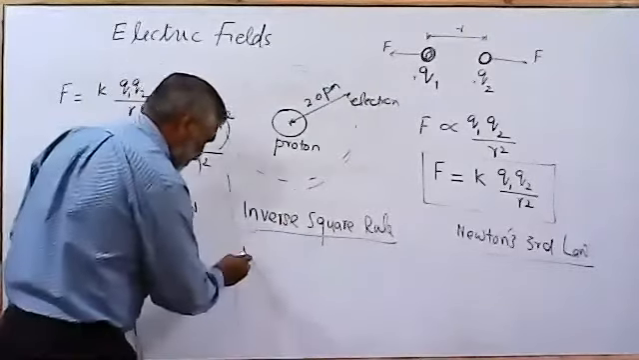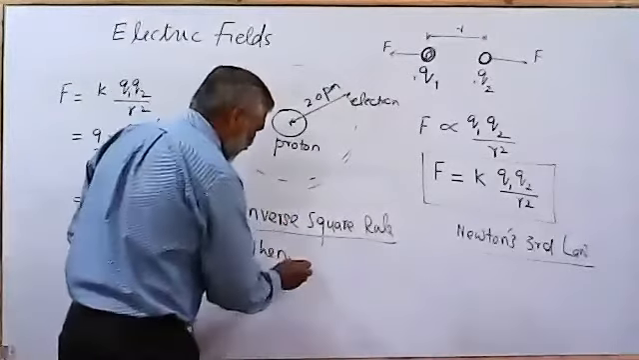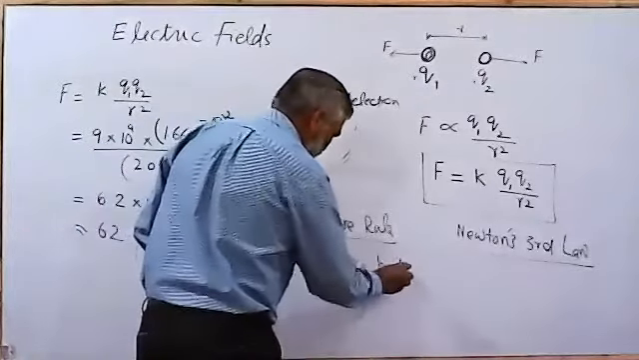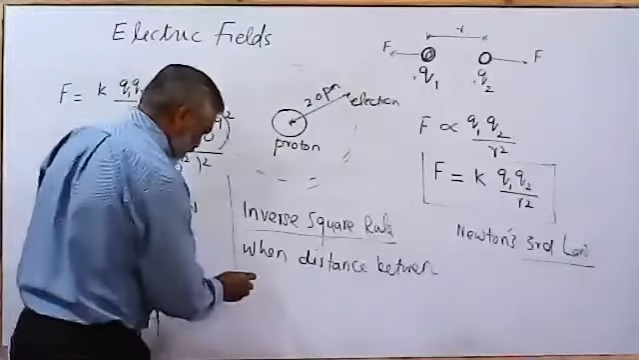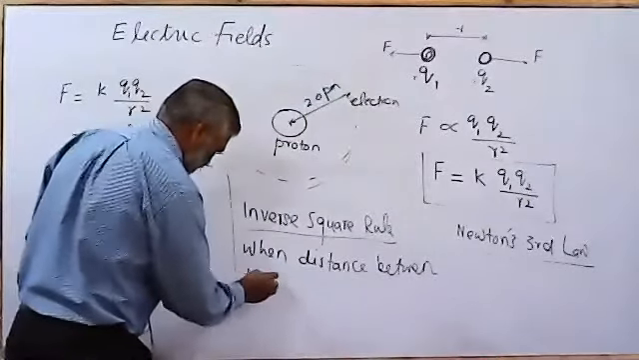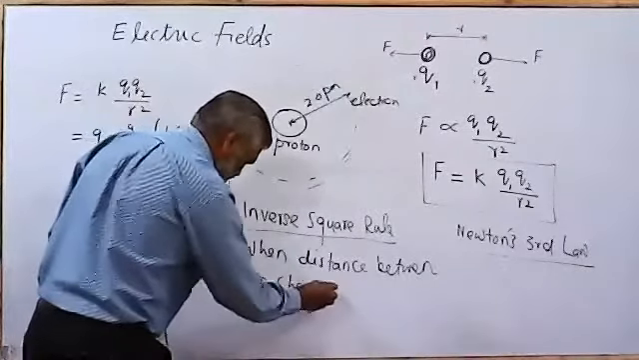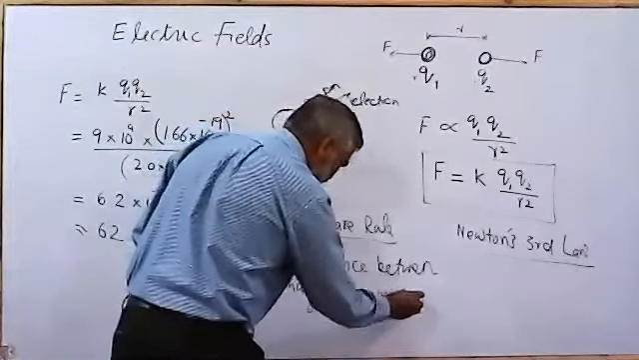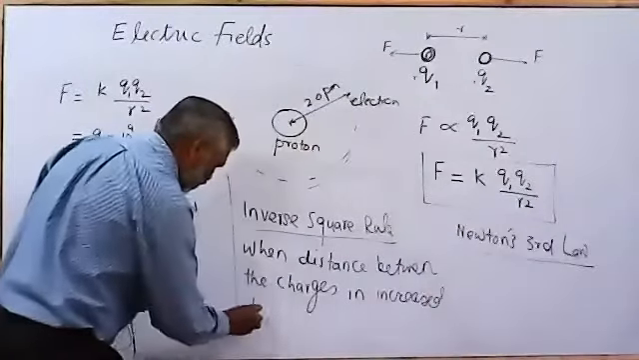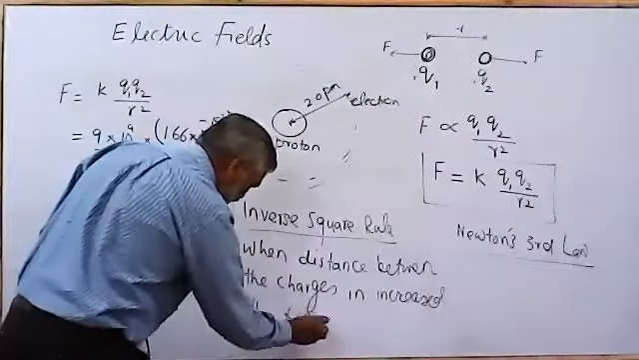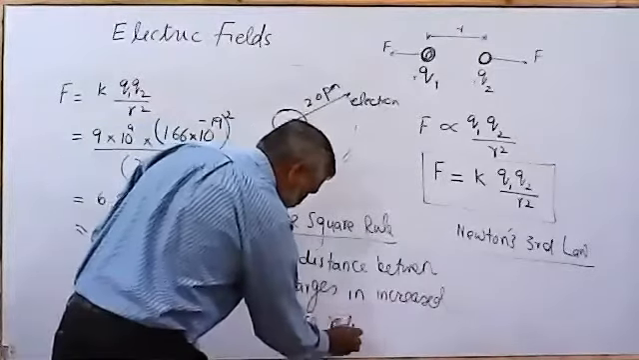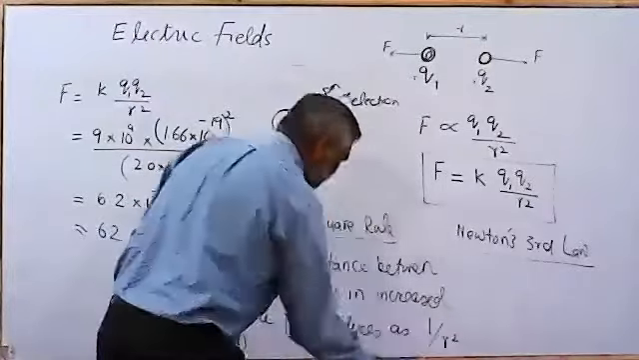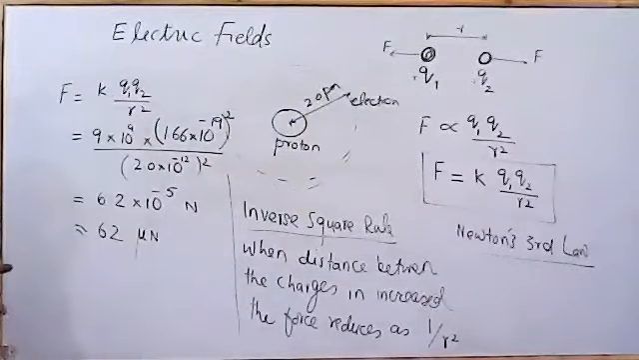So when distance between the charges is increased, the force reduces as 1/r square. So this is the inverse square law.